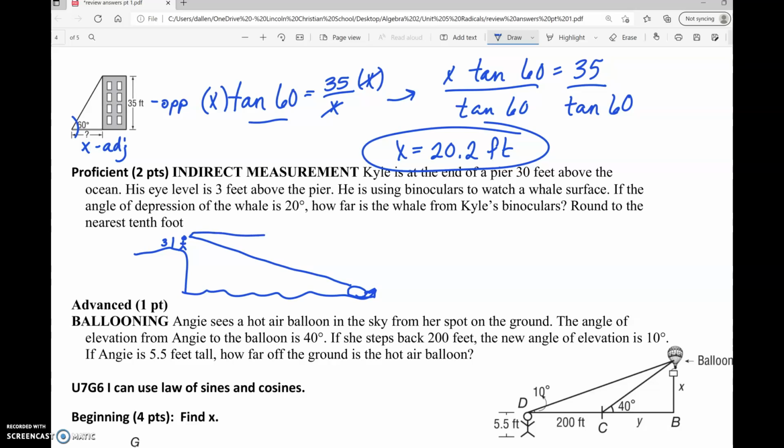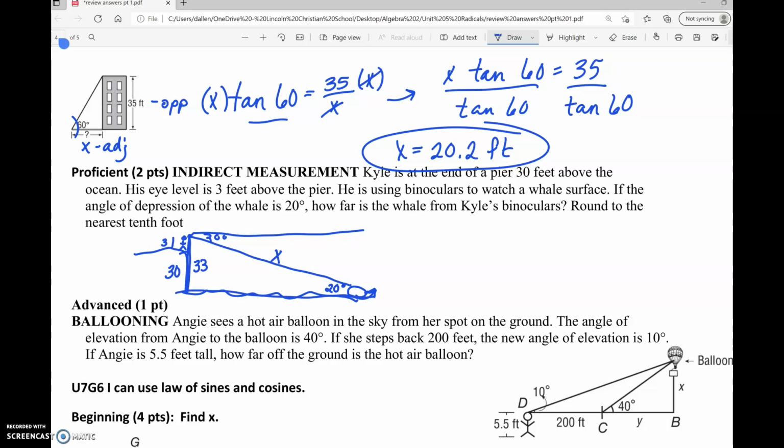This angle right here is 20 degrees, so that means this angle is 20 degrees. How far is the whale from Kyle's binocular? So this is 30 feet, and then he's 3 feet tall. So this total is 33: 30 for the pier, and then the 3 feet that he is tall. And we want to know how far it is from the binoculars to the whale. So that would be this line right here.